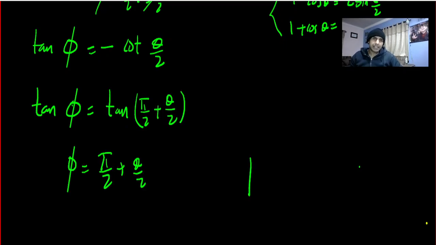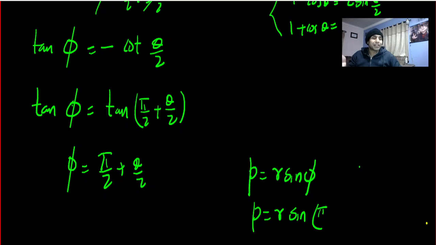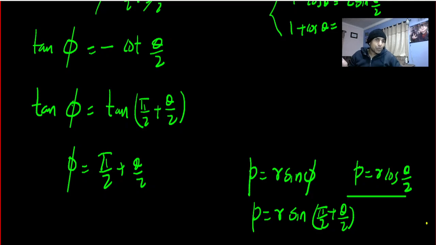So the last answer is P is equal to R sin phi. So P is equal to R sin of, again you need basic trigonometry, 90 plus theta by 2. So we get P is equal to R cos theta by 2. Don't leave your answer like this. This is wrong. So now you're going to be the bouncer. Kick out that theta and introduce P and R.